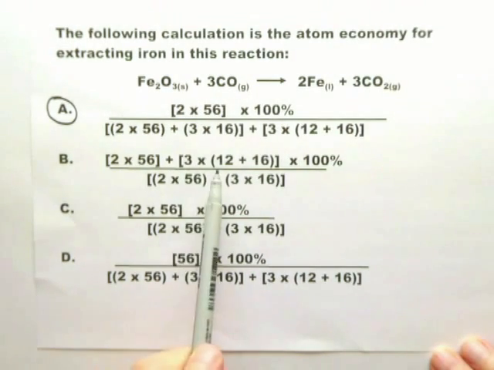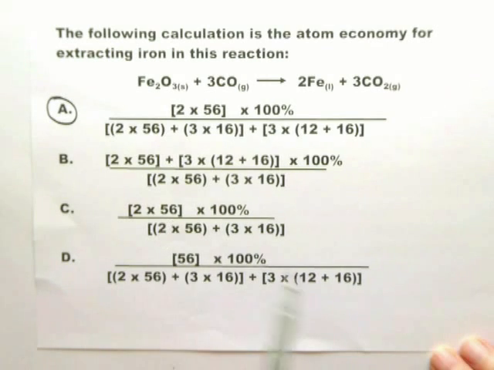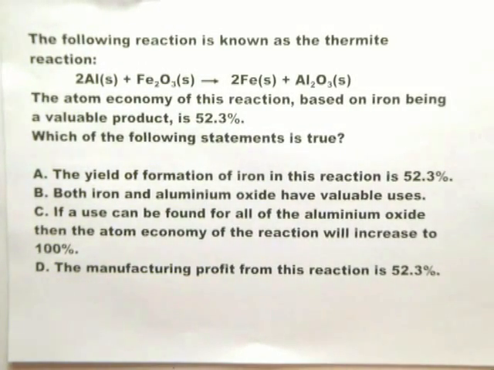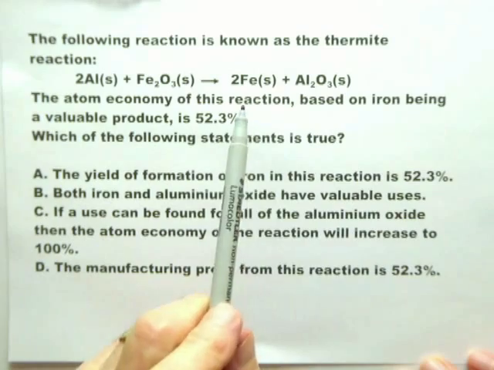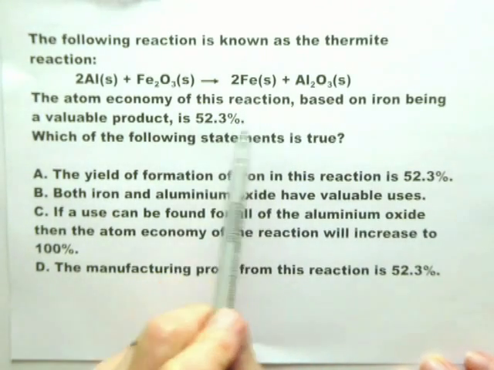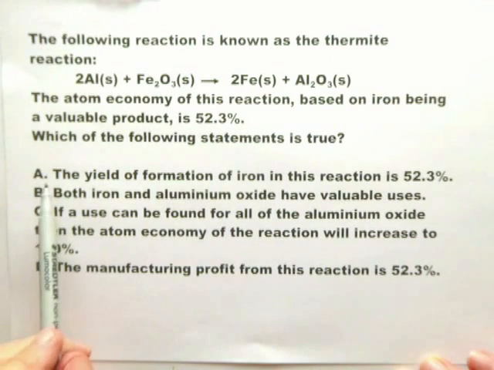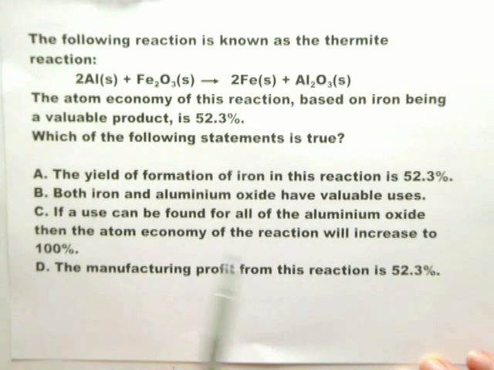That eliminates two of them, that one and that one. And then that leaves you with the two, and you just then confirm the other piece of data. So this is another question about how much you understand about atom economy. They tell you that the atom economy of this reaction based on iron is 52.3%, and which of the following statements is true?